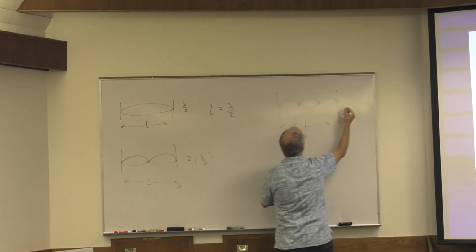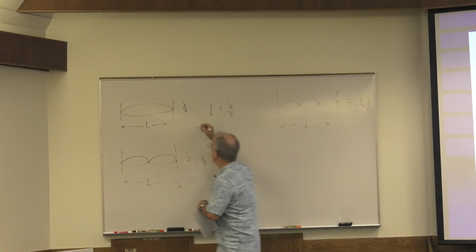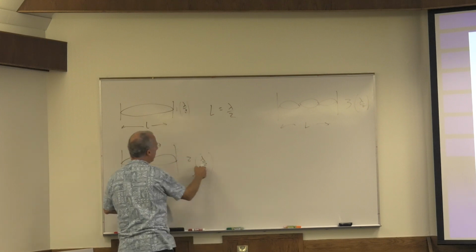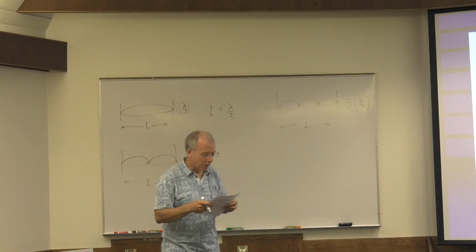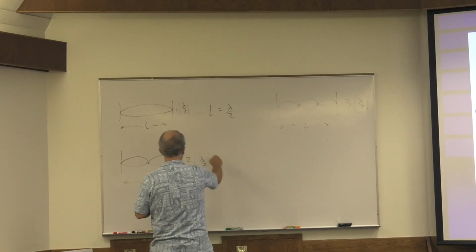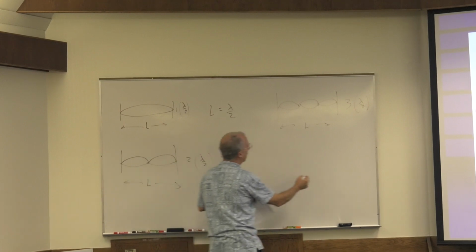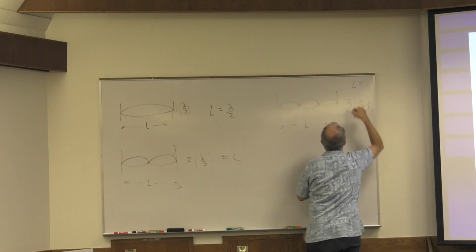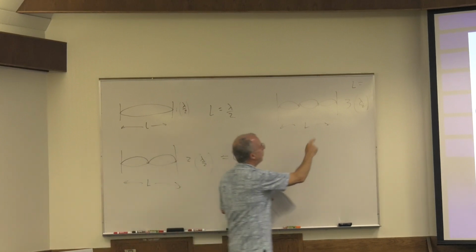Okay, 1, 2, 3. So we have 3 half wavelengths. Here we had 1 half wavelength, 2 half wavelengths, 3 half wavelengths, and you can keep going. So this is equal to L. This is 3 half wavelengths, so L equals that.